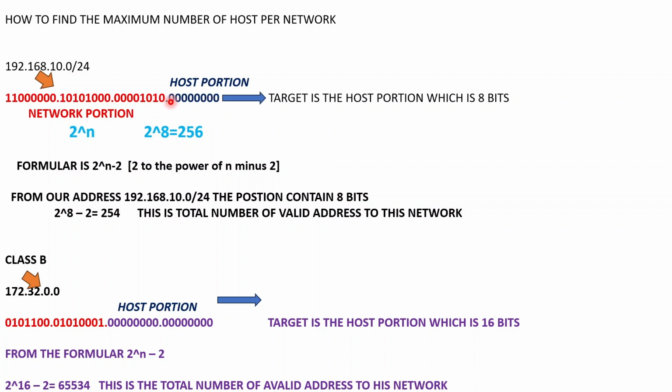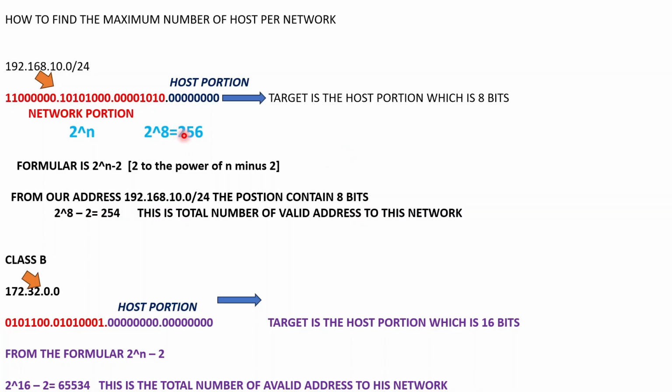So we are going to take these 8 bits. So you see here I have taken 2 to the power of n. Remember this, the host portion is where we are going to assign our address to our network devices. So our network devices are going to get an address from this host portion. Our host portion contains 8 bits. So we take 2 to the power of 8, which is 8 bits, and we are going to get the total number of 256.